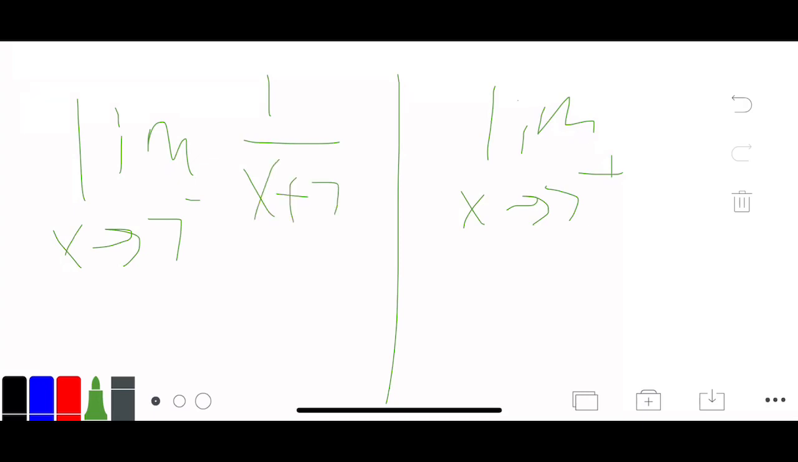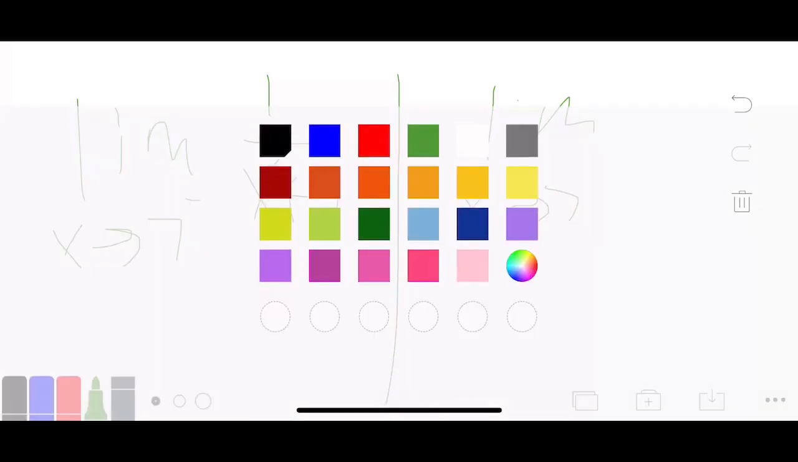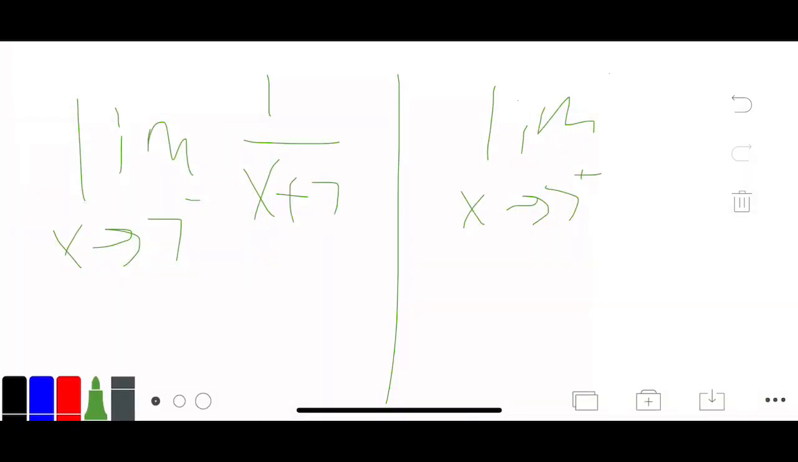Okay, so that plus sign is disgusting. Not too much better, but yeah, x plus 7.